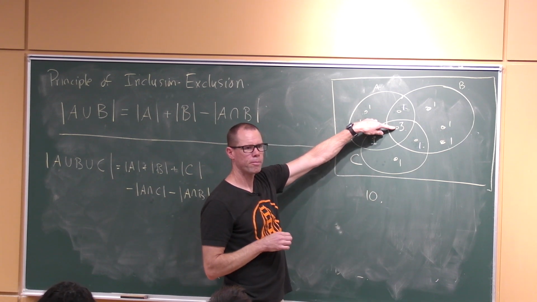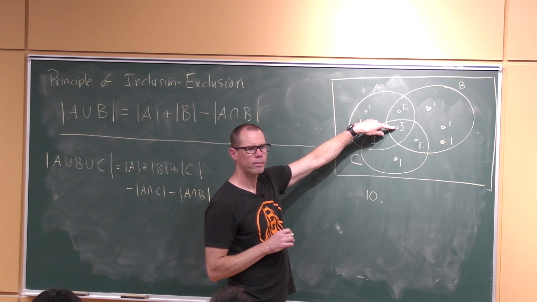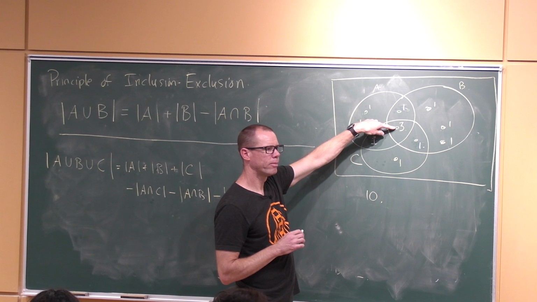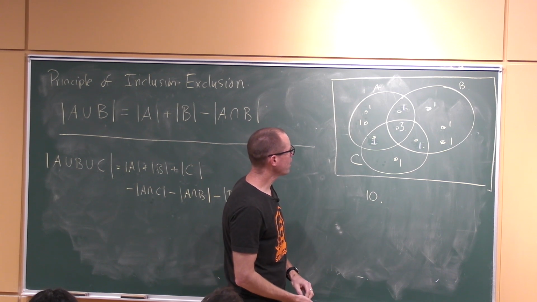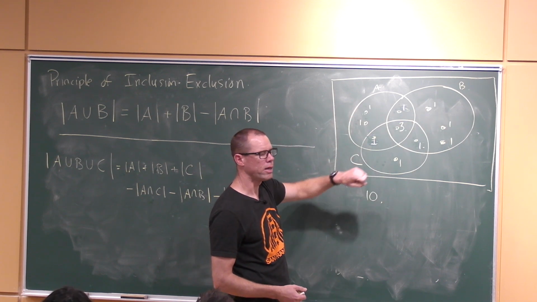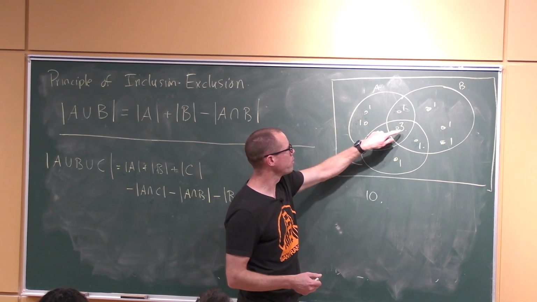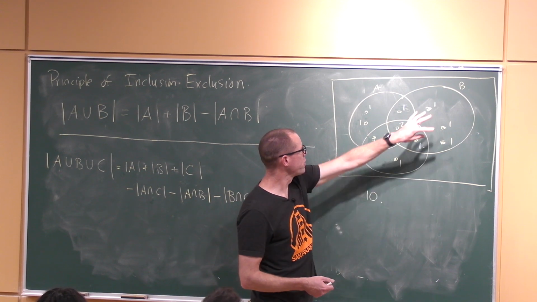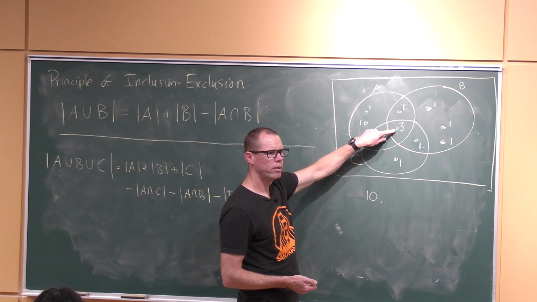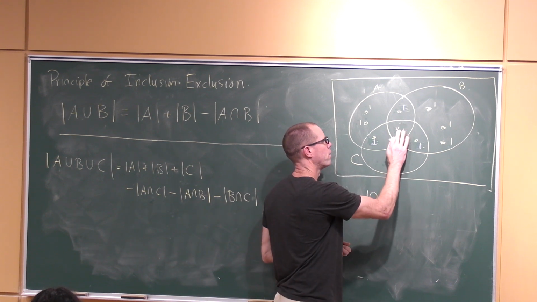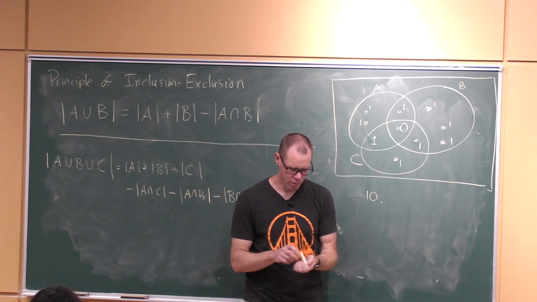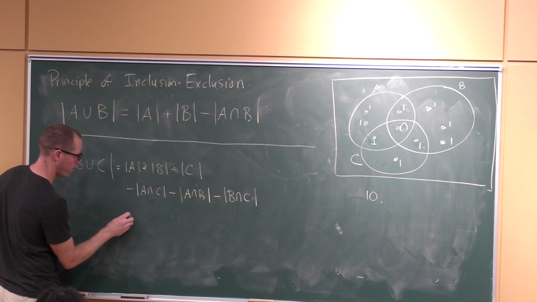What about this point? Would it be counted 0 then? Yeah. So it was counted 3 times because I counted it in A, I counted it in B, and I counted it in C. But then I looked at the intersection of A and B and I subtracted 1 from this point. And I looked at the intersection of B and C and I subtracted 1. And I looked at the intersection of A and C and I subtracted 1. That means it's been counted 0 times. So this formula is not correct yet.